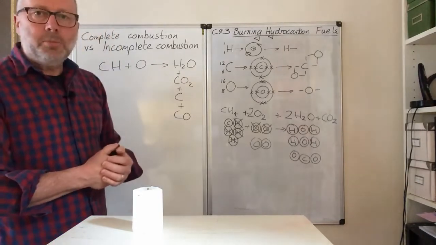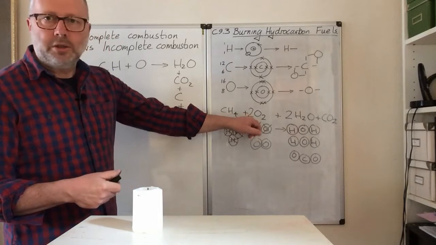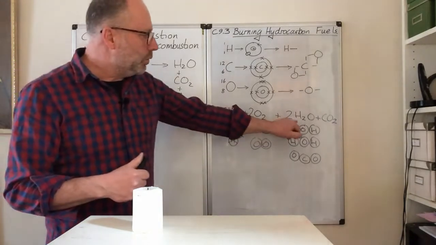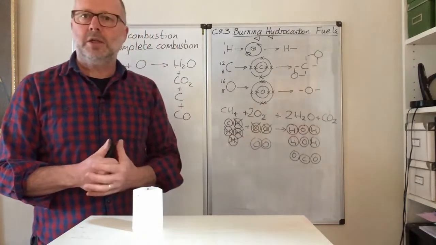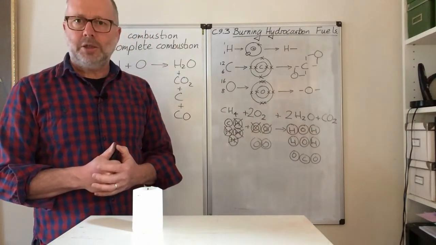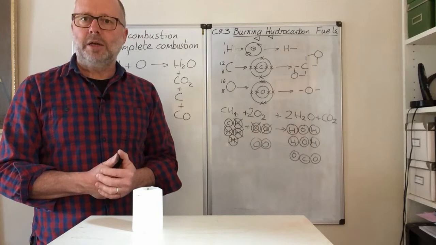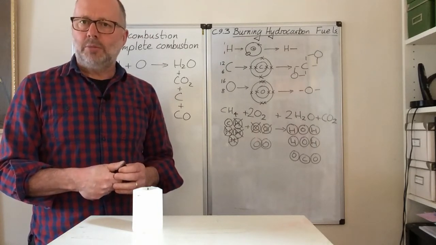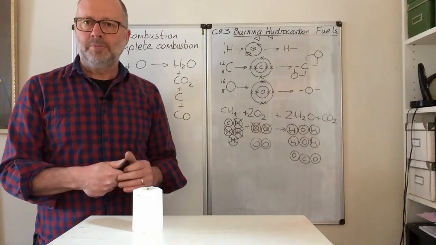So we have got complete combustion, plenty of oxygen for all of the carbon and the hydrogen, and that produces water vapor and carbon dioxide. And then you have incomplete combustion. If you don't quite have enough oxygen to go around, you can just have carbon in the form of soot, and you can have carbon monoxide, which is a poison.